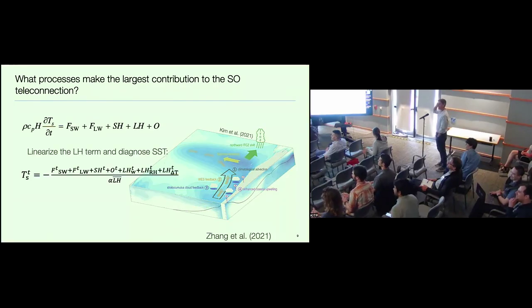Is it vertical heat flux divergence, horizontal heat flux, Ekman dynamics? Have you dug into that at all? Yeah, I was expecting this.